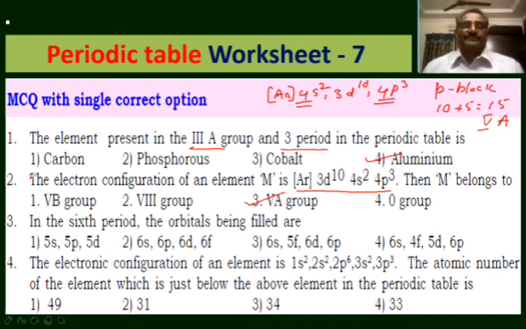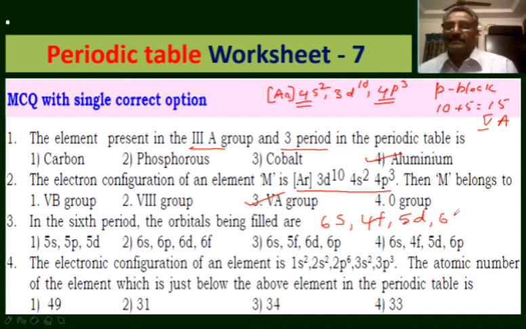Next, third question. In the sixth period the orbitals being filled are dash. The sixth period starts in the periodic table by the filling of electron in 6s orbital. After 6s, according to Aufbau principle, the electrons are filled in 4f orbital. After 4f, the electrons are filled in 5d orbital. After 5d, 6p is being filled. So the orbitals which are filled are 6s, 4f, 5d and 6p. So fourth option is the right option.